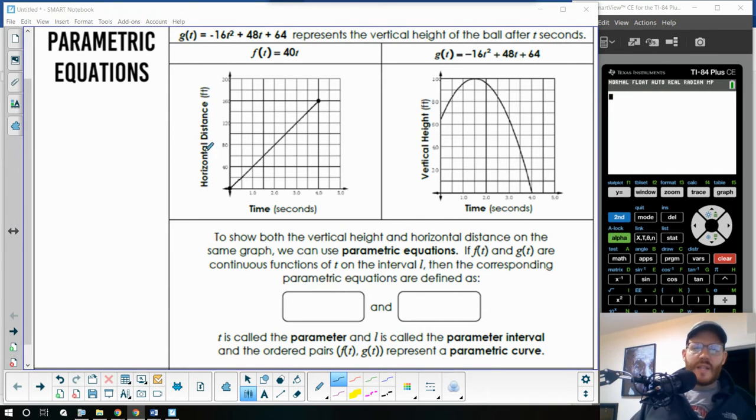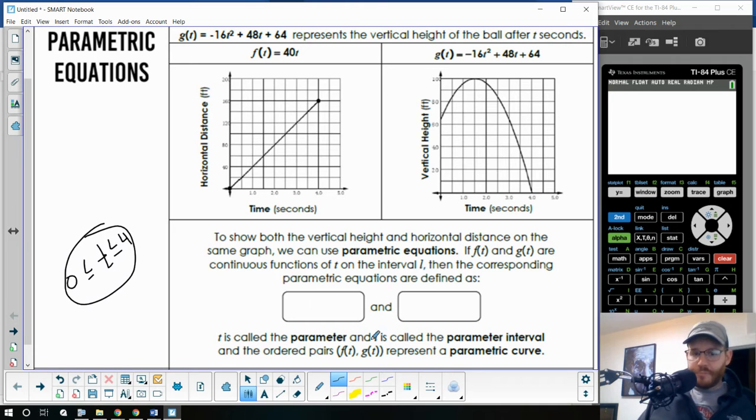Okay, so here's how that's going to work. I'm going to want to visualize both the horizontal and vertical heights or distances in terms of time. So we have two continuous functions on an interval. And if I notice the path of this ball, it looks like it travels from 0 to 4 seconds. So it looks like time is varying between 0 seconds and 4 seconds. So the ball stops traveling after 4 seconds. That's the limit on my time, where time is going to be my parameter here.